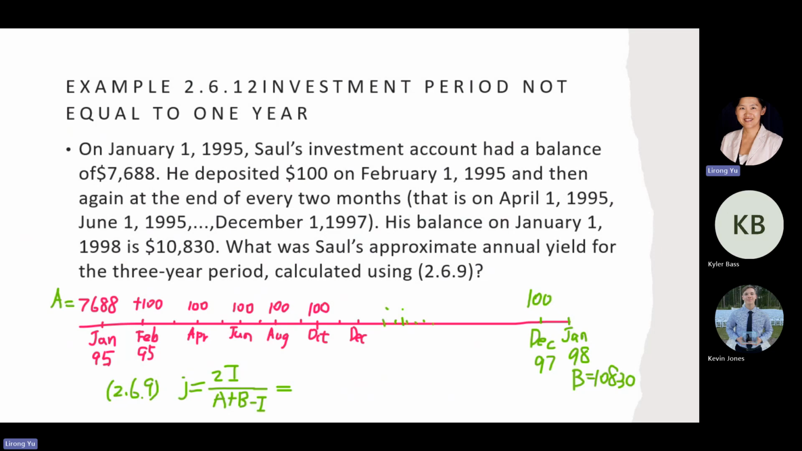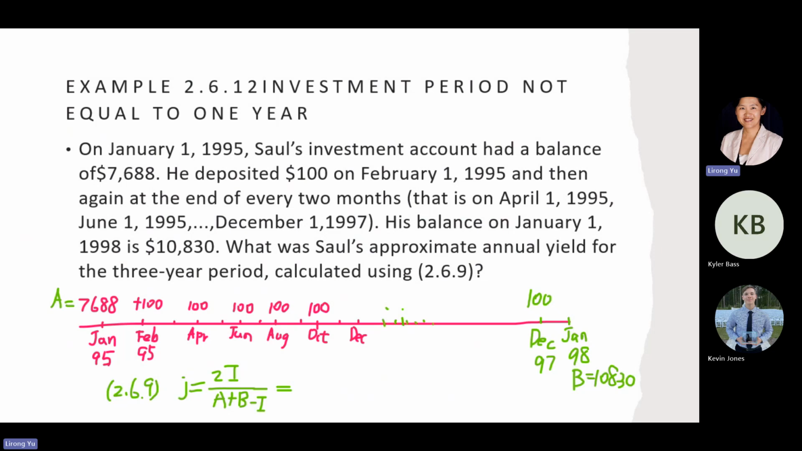After a little while, I realized I can't write the 100 for every month, because you cannot do it 30 times for the whole 3-year period. So what I did is a couple of dash lines. All right, so what is Sal's approximate annual yield for the 3-year period?